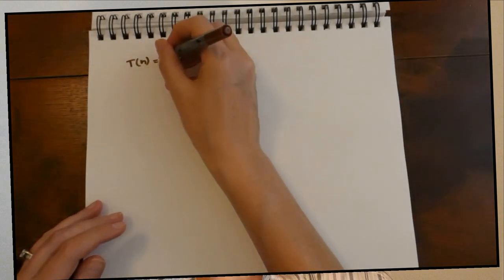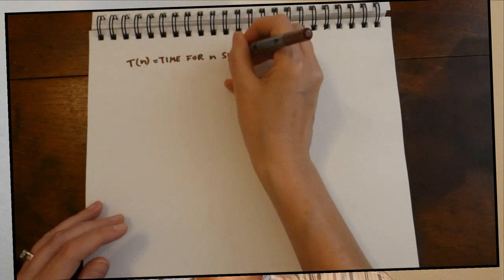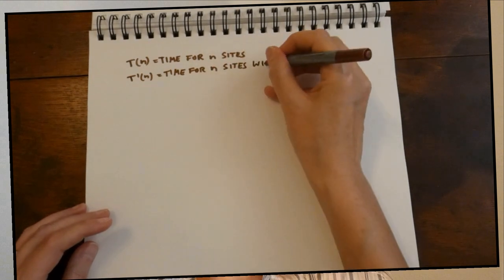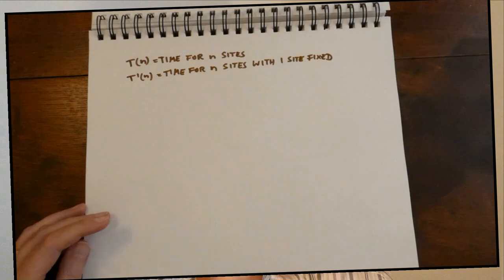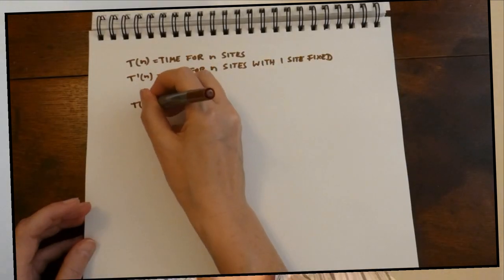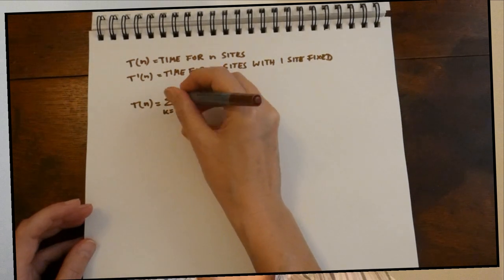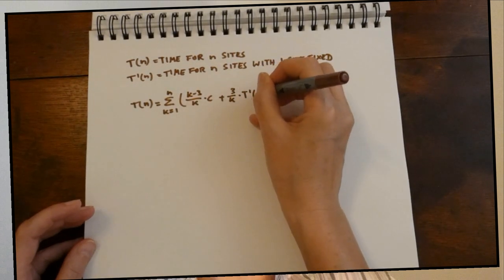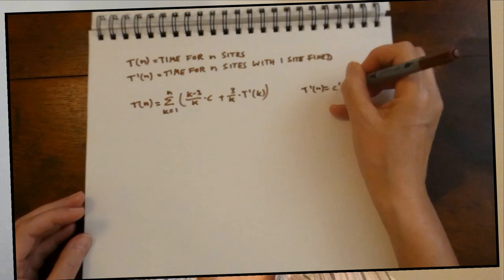So let's say T of n is a function that tells us, in expectation, how long it takes to compute the smallest enclosing circle of n sites. And let's say T prime of n is a similar function that tells us the time it takes to compute the smallest enclosing circle of n sites if one site is already known. Then we can write down the formula. We sum over all sites the probability that the circle did not change times a constant runtime, plus the probability that it did change times the time to call algorithm A prime. Now let's assume it takes linear time to calculate the smallest enclosing circle if one site is already fixed. So T prime of n is a constant times n.